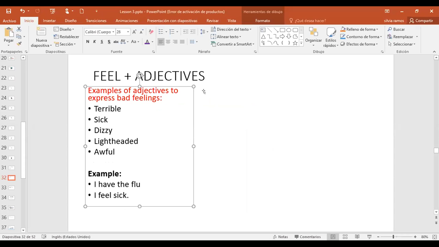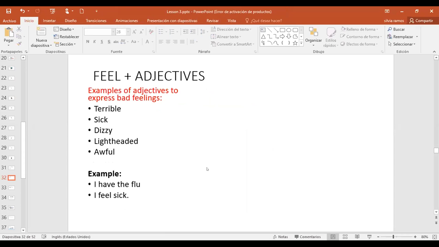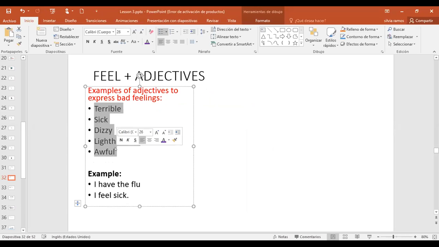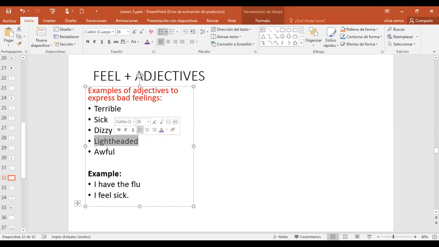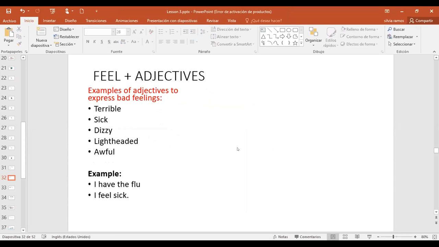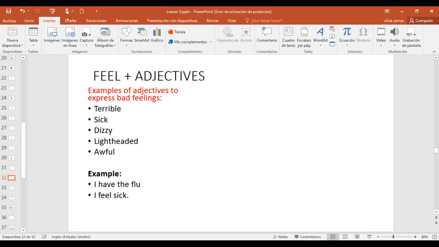So we have feel plus adjectives, right? We have examples of adjectives to express bad feelings. Something that is not good. So this is the opposite of saying happy, right? Great, excellent. No, these are bad, right? So I have terrible, sick, dizzy, lightheaded, awful, right? Those are adjectives. So I'm going to say, for example, I have the flu. I feel sick, right? That's one example.